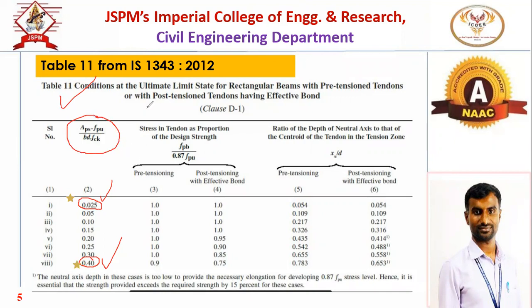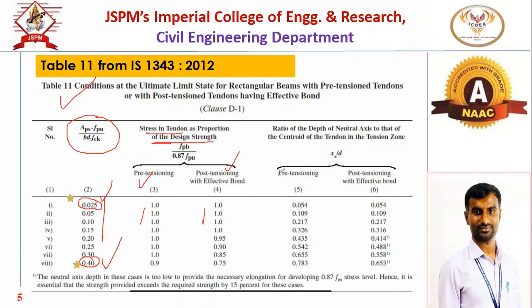Then what have they given? They have given the stress in tendon for that ratio. They have given the stress in tendon as a proportion of design strength, that is fpb divided by 0.87 fpu. And they have given it for pre-tensioning as well as bonded post-tensioning, in two columns for the stress in the tendon.